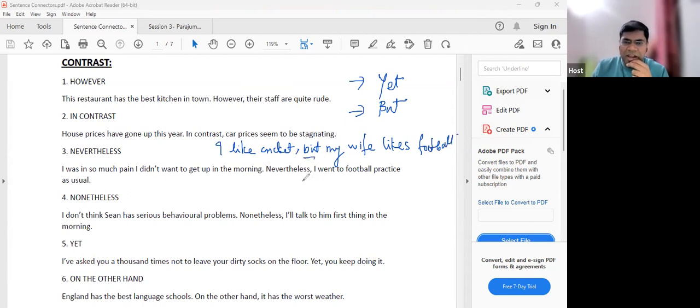But can I replace this with yet? Would it sound good? I like cricket, comma, yet my wife likes football. What is wrong in this application? Why does but, a contrasting conjunction, not go well with yet? Or rather, this sentence with but makes sense, but with yet does not make sense. What is logically flawed here? Understand the logic of language, because ultimately grammar is the logic of language.